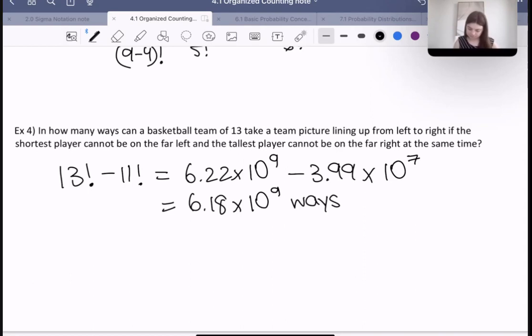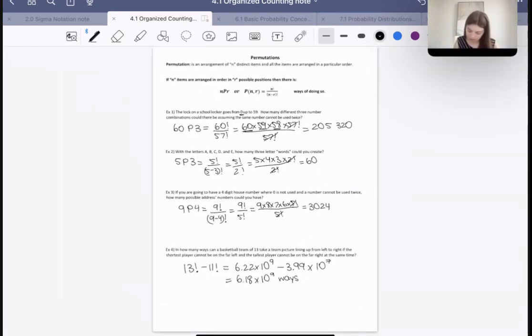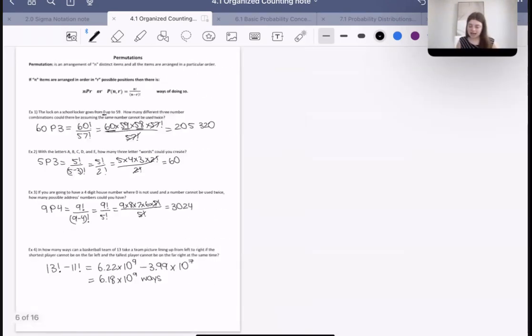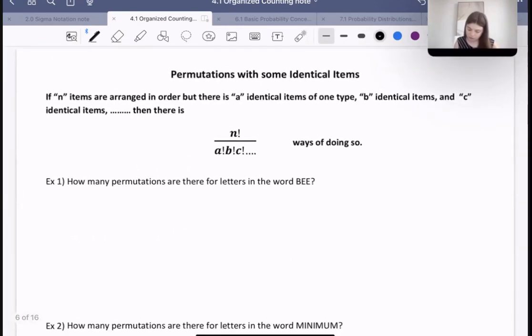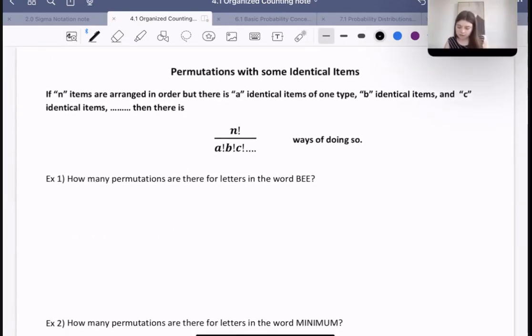Very good. All right, well, that's going to be it for today. Next day, we're going to talk about permutations with some identical terms. So we have another equation for that, and we're going to talk about why that equation is the way it is. And then we're going to do some examples in order to help us out with that.